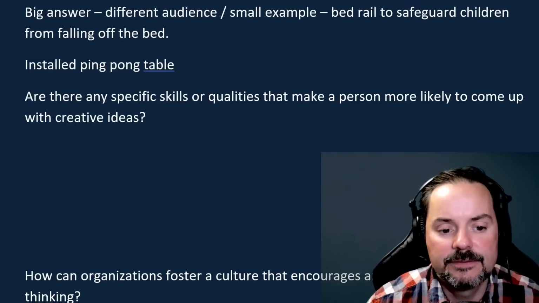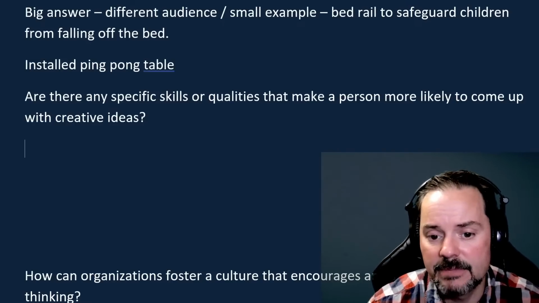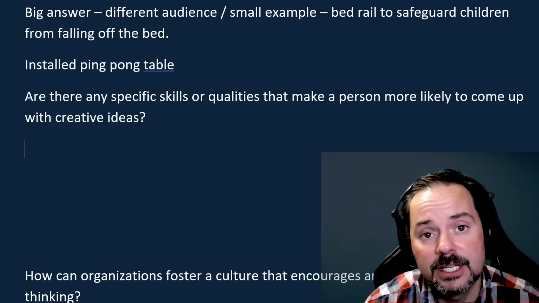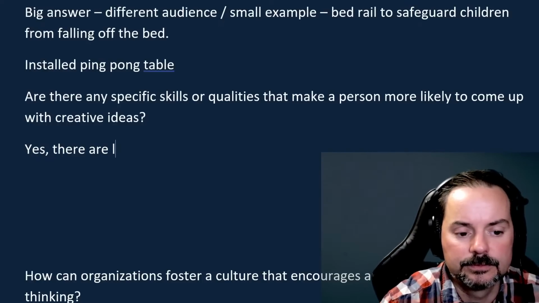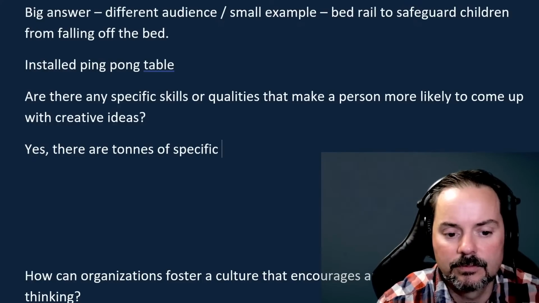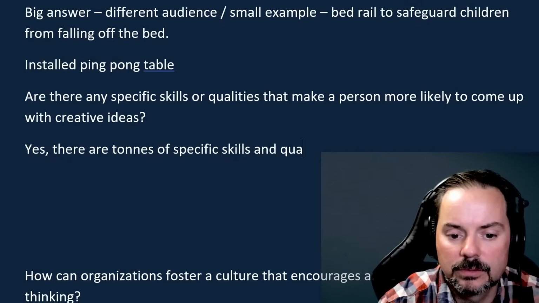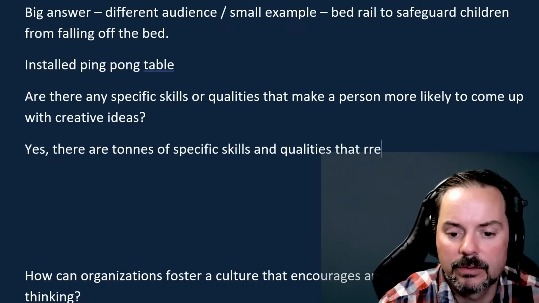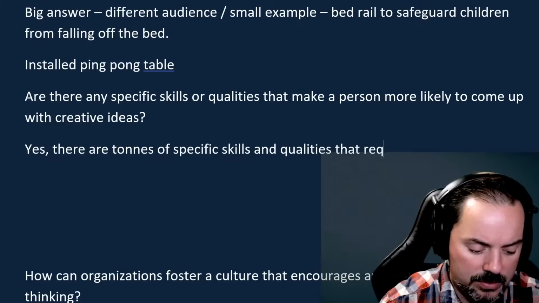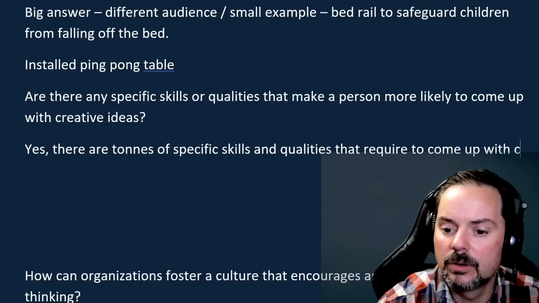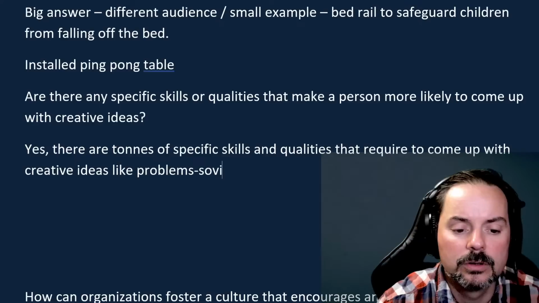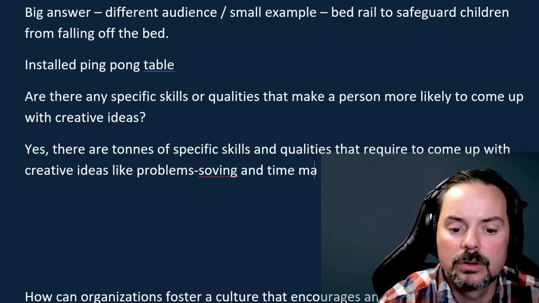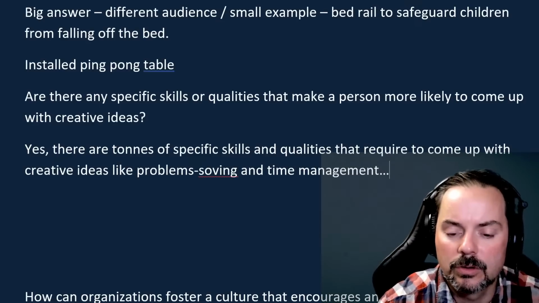Are there any specific skills or qualities that make a person more likely to come up with creative ideas? Yes, there are tons of specific skills and qualities that are required to come up with clever ideas, like problem solving and also time management. Therefore, many people in my country come up with solutions and alternative ways to tackle problems, like developing business strategies to tackle the problem of the economic downturn or economic crisis.